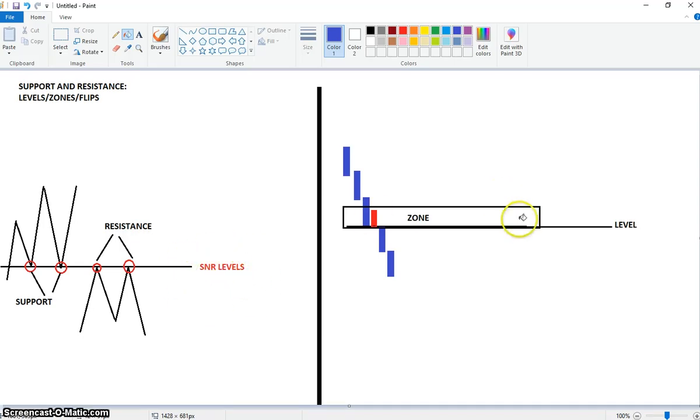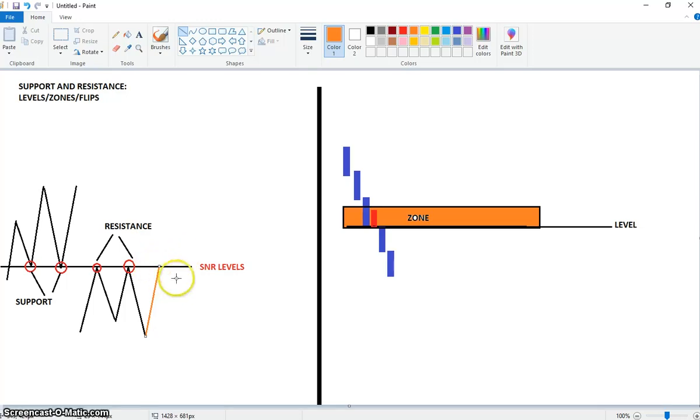Support and resistance levels are different from support and resistance zones. Okay, a zone is different from a level. A zone is a full area, like an area like this place, this area. This whole area that I've marked is a zone, but this is a level where price can potentially come to this level and just reject sharply from it.